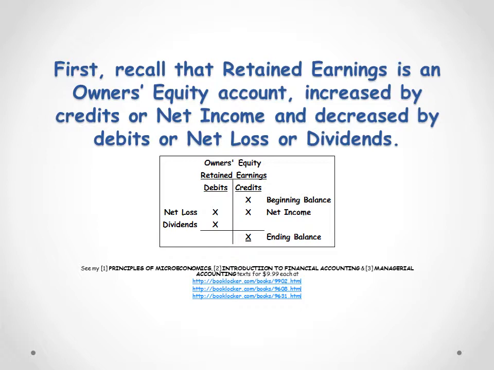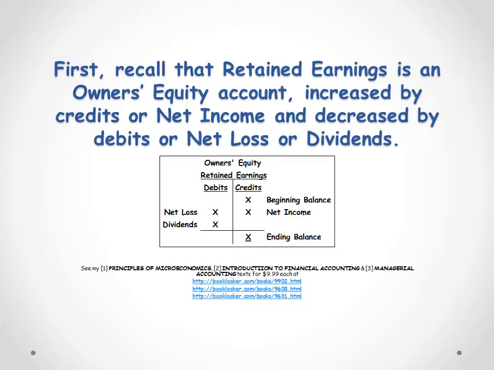So look at my T account. I have a beginning balance credit. If I have a net income, there will be a credit to retained earnings, increasing it and owner's equity. If I have a net loss, there will be a debit, decreasing it and owner's equity. And if I pay out dividends out of earnings, they are not retained. Dividends are not retained earnings. They are earnings that have not been retained.